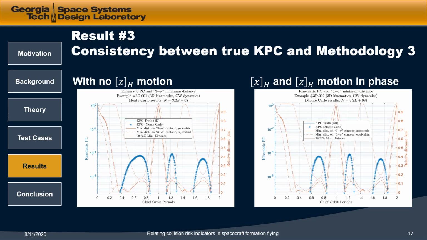The third and final result is to show which distance measures, together with true KPC, produce consistent collision risk assessments. For the cases of no cross-track motion and with radial and cross-track motion in phase, it can be qualitatively seen that the 99.73% minimum distance waveform indicates closest approach when true KPC indicates highest collision risk, and it indicates largest separation when true KPC indicates lowest collision risk. On the other hand, that does not occur with the minimum distance to either kind of 3 sigma contour.